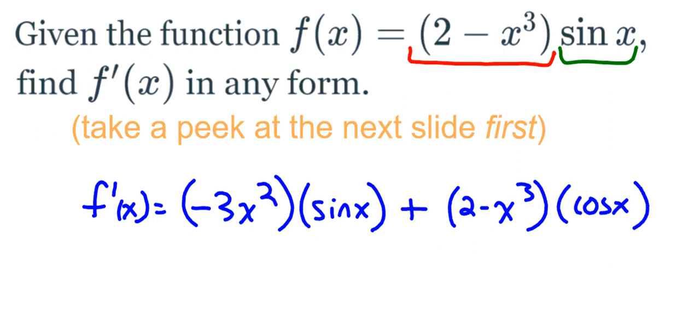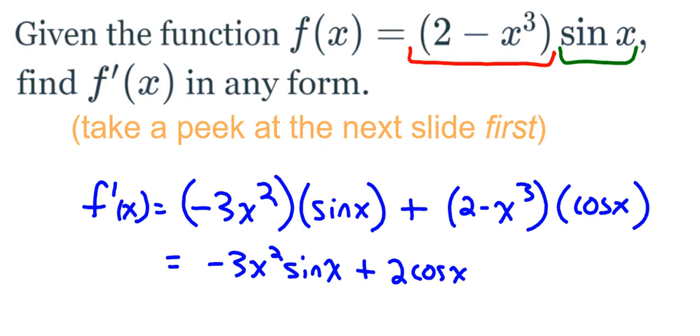So we're going to go ahead and distribute. There's nothing fun that's going to happen here, like all of a sudden, oh, we get to combine things, and oh, what a fun surprise. There's no fun surprise here. So we're going to have plus 2 cosine x minus x cubed cosine x.